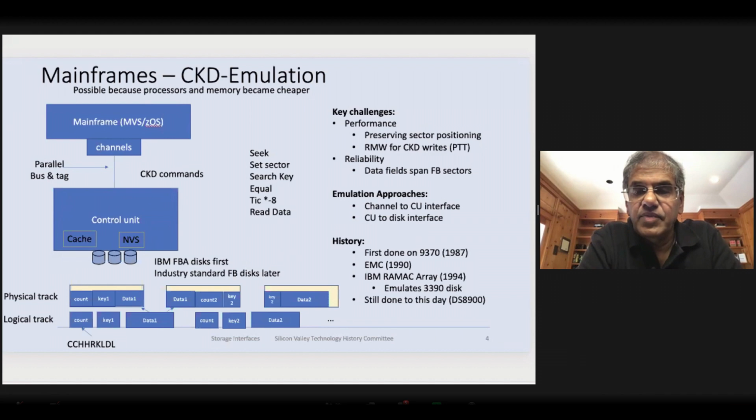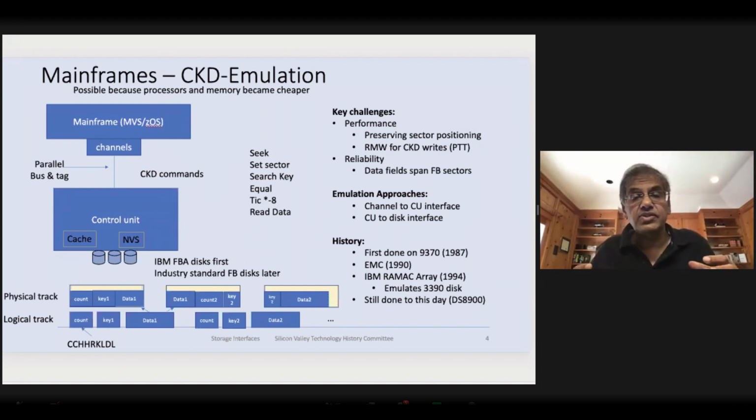And interestingly enough, we still do count-key data emulation to this day. MVS never changed to support fixed block commands. It still supports CKD and extended CKD commands. And the emulation itself was done in two different ways. One was you emulate all this stuff in the channel to control unit interface, the top part of the picture, and you just make it all look like CKD. Or you could also emulate stuff down at the disk level, and you could take a bunch of fixed block disks and make it look like a CKD disk. Then the control unit didn't have to change any code. The channels didn't have to change any code.